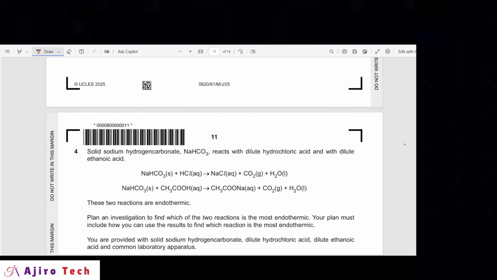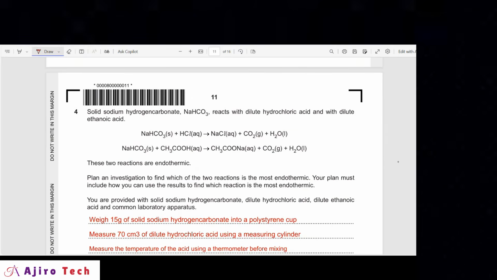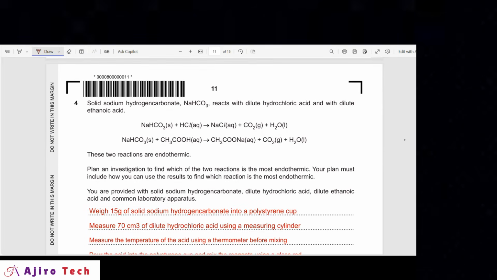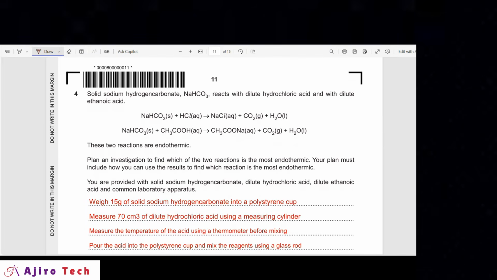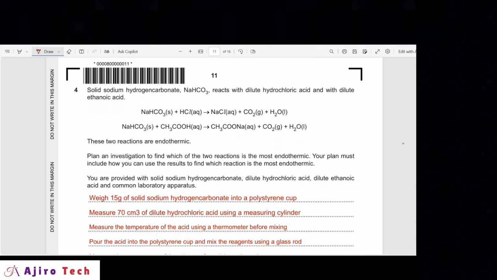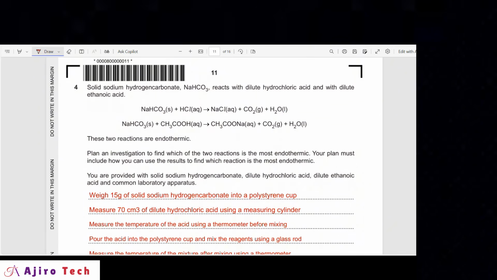Okay, and then finally, we have the planning of an experiment. So we have that solid sodium hydrogen carbonate reacts with dilute hydrochloric acid, and with dilute ethanoic acid. So this is reaction 1, and this is reaction 2, basically. The two reactions are endothermic, right? So when we talk about endothermic, we are simply saying that they absorb heat from the surroundings.